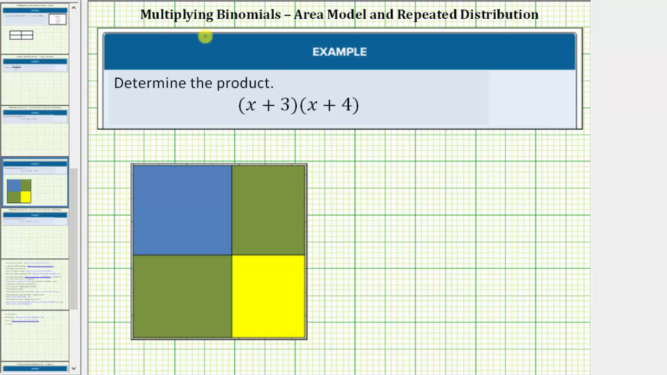We're asked to determine the product of the two binomials. We'll determine this product using two methods. We'll use an array model as well as repeated distribution. Using the array model, we can determine this product by determining the area of a rectangle.